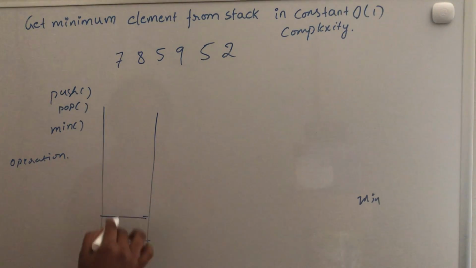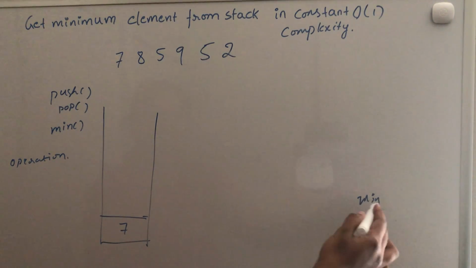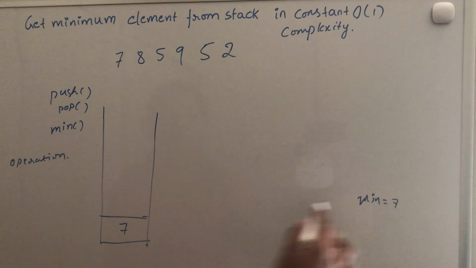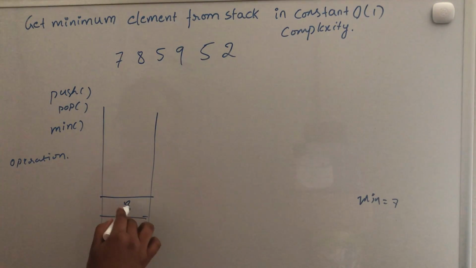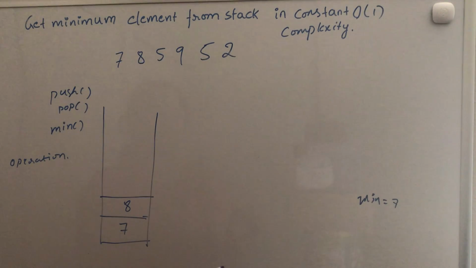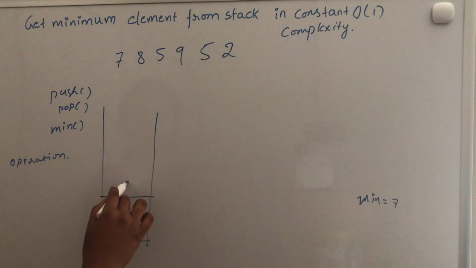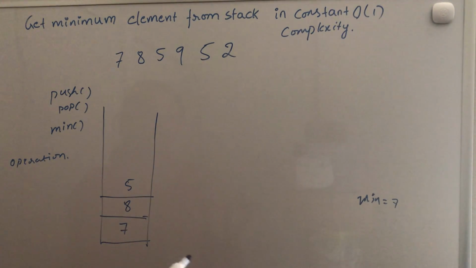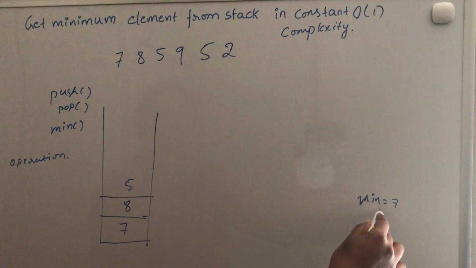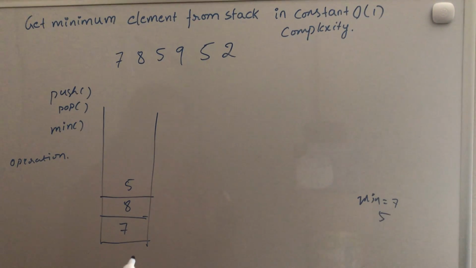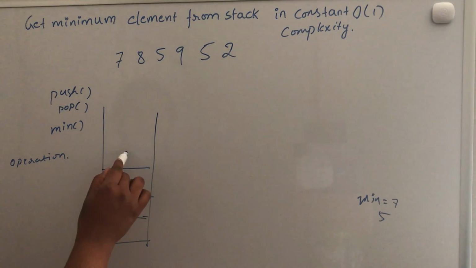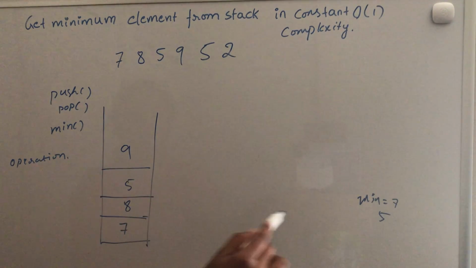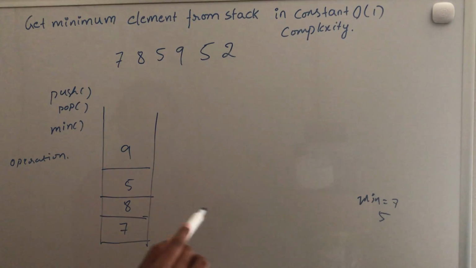Here first we entered 7, so the minimum is 7 now. First there are no elements in the stack other than 7, so the minimum is 7. Then we add 8, and 8 is greater than 7, so the minimum is still 7. Then we add 5, so 5 is less than 7, so the minimum becomes 5 now. And again we insert 9, and the minimum is still 5.